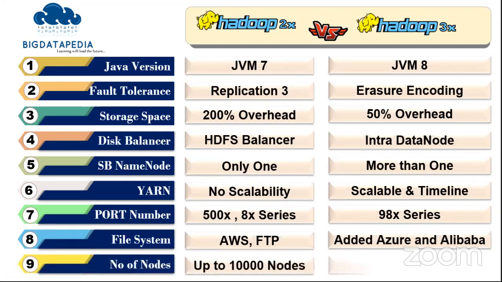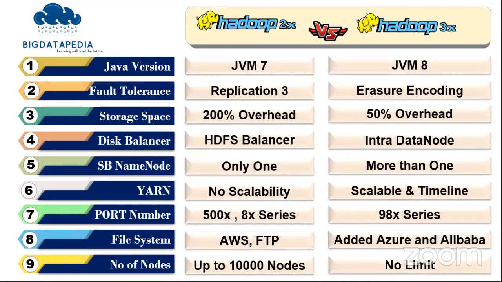And finally, the number of nodes: up to 10,000 nodes only you can enable in your Hadoop 2x version. More than 10,000 is not possible. So maximum 9999 nodes only. But in Hadoop 3x there is no limit. So this is the reason the standby NameNodes can also be increased to more than one.